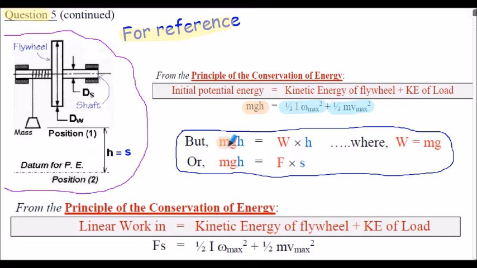mgh, our potential energy, could have been written as the weight of the object, that's the mass times gravity, multiplied by the height fallen through. However, this could have been written as the weight is in terms of force, and the height fallen through would be s, the distance travelled. So in other words, our mgh could actually be written as work into the system. So our principle of conservation of energy could have been written as linear work into the system, F multiplied by s, is equal to the two kinetic energies.